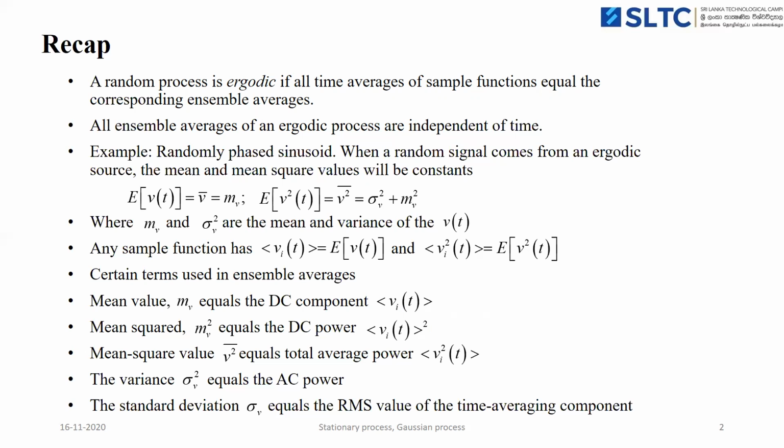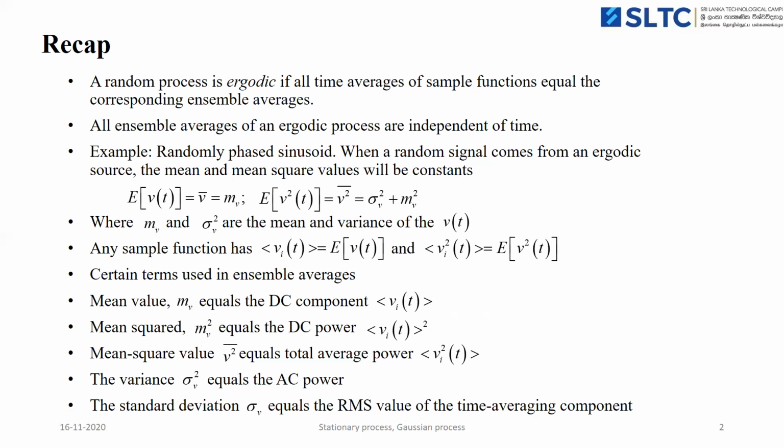Each random process has n number of sample functions, and for each sample function we can calculate the time average. That time average of a single sample function is equal to the ensemble average of the random process. Here the ensemble average means we are averaging all the sample functions. Both are equal. If both are equal, then that kind of random process is called an ergodic random process.